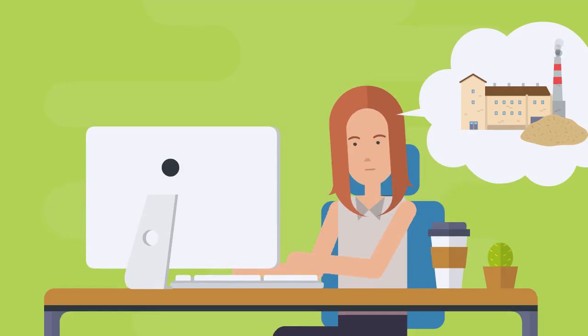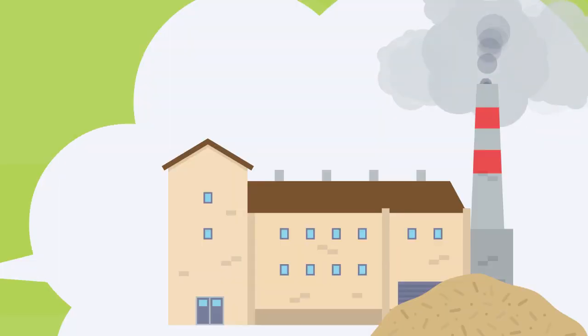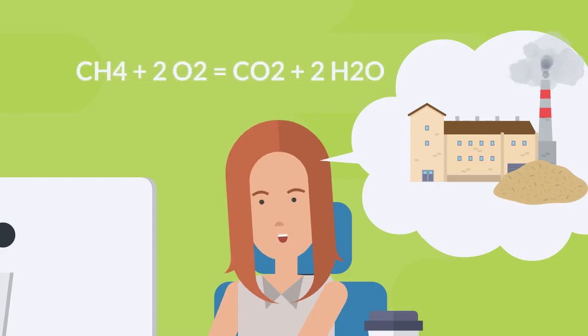And now, what about the emissions released in the boiler? With the chemical composition, I can calculate the amount of carbon dioxide released to the atmosphere. A simple exercise I learned to do in high school.